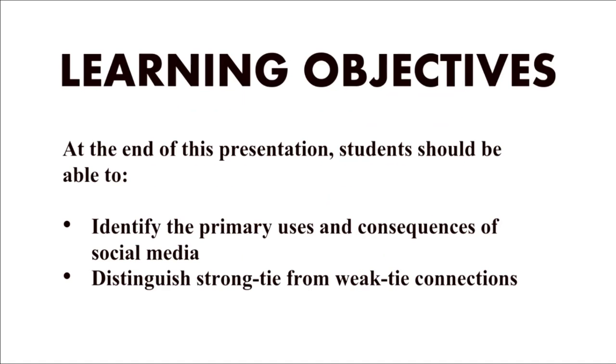So for our learning objectives, at the end of this presentation, students should be able to identify the primary uses and consequences of social media and distinguish strong tie connections from weak tie connections.